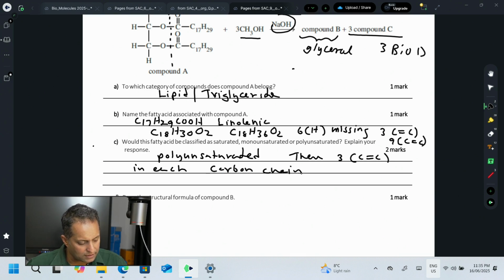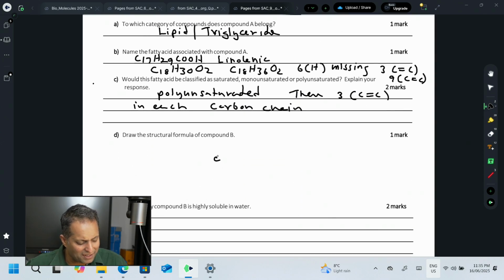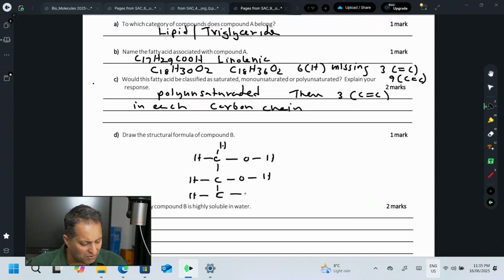Carbon chain, right? That's done. Draw the structure of the compound B. Compound B is glycerol. Why do they want us to do glycerol? It's in the data booklet. I don't know why they want us to do glycerol.